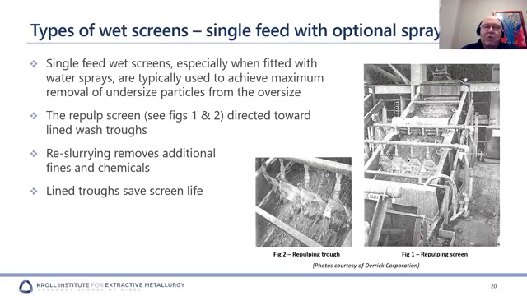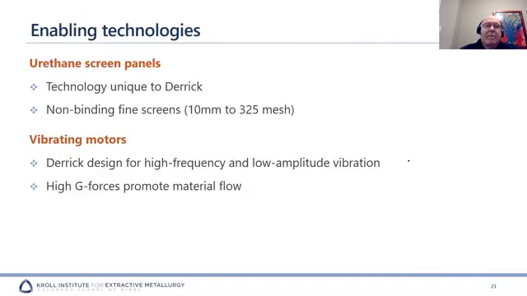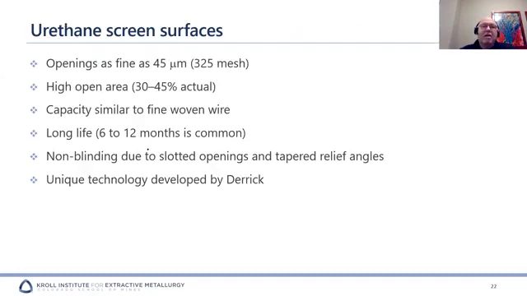These are wet pulpers with the sprays on them. These are fine screens, high capacity. These urethane panels and vibrating motors, that's all part of patent protected technologies that the screen manufacturers have.